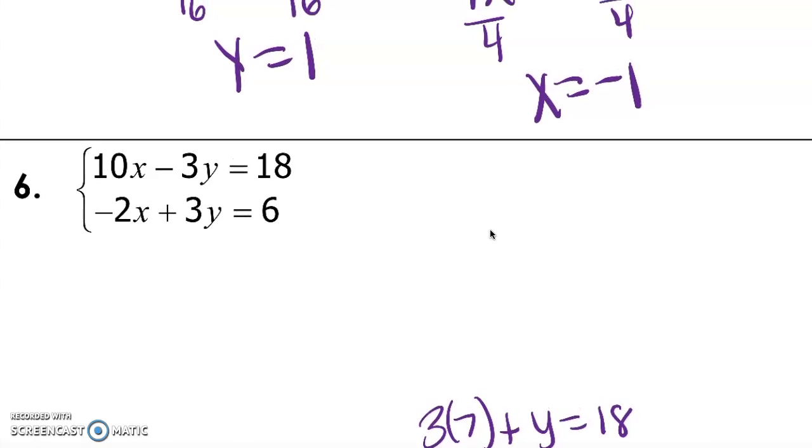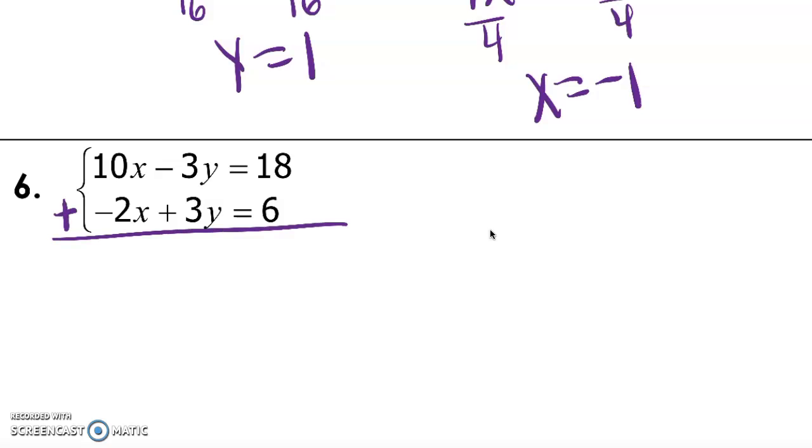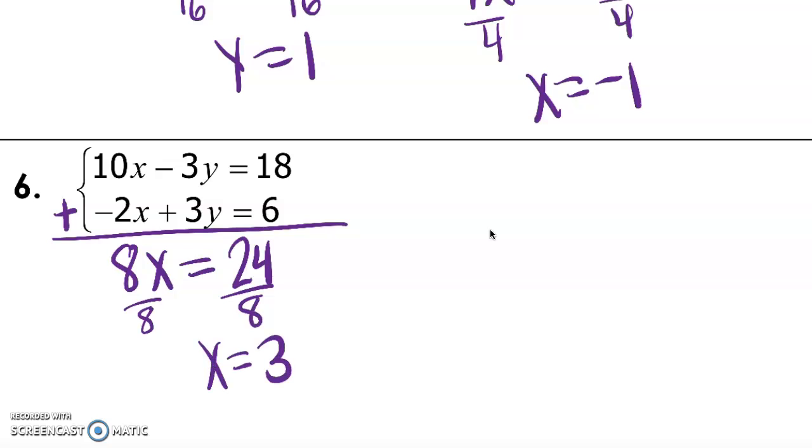Number 6, they are lined up already, and we have a minus 3y and a plus 3y. So those are opposites. One's a positive and one's a negative. So opposites mean we add. So 10 plus negative 2 would be 8x equals 18 plus 6 gives me 24. Divide, and I get x equals 3.